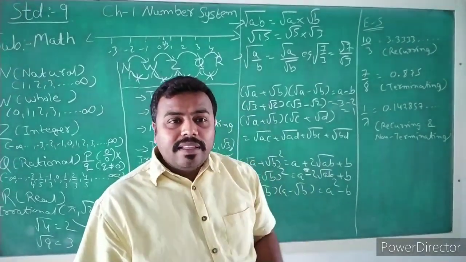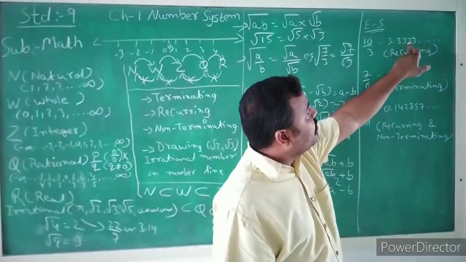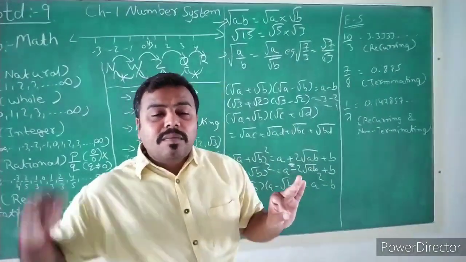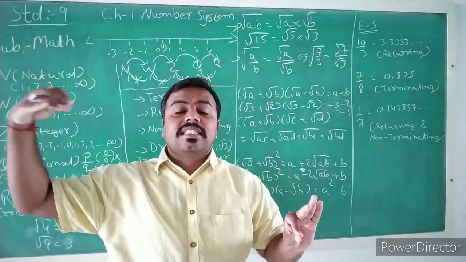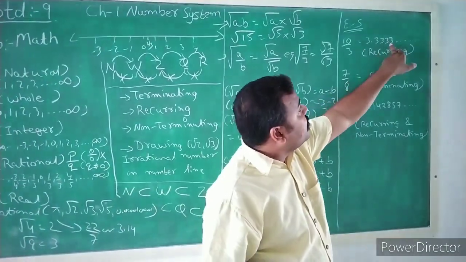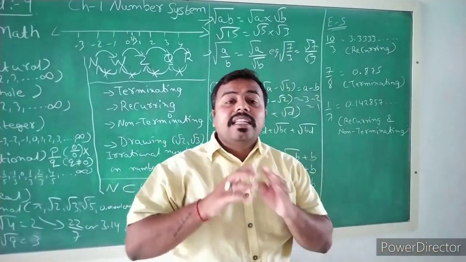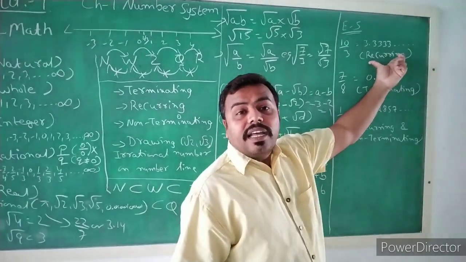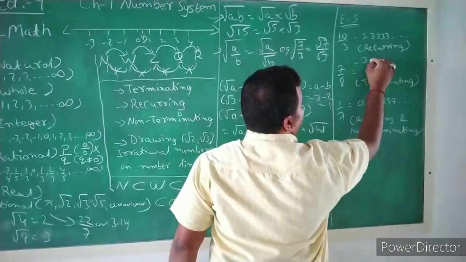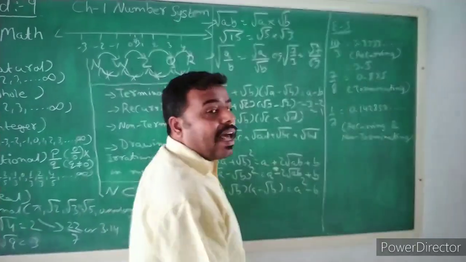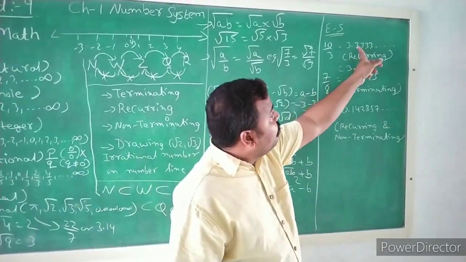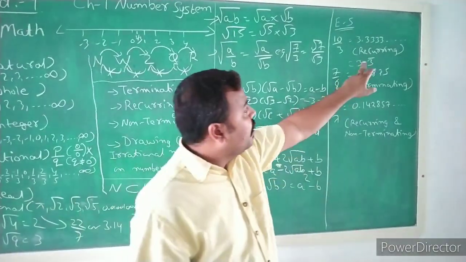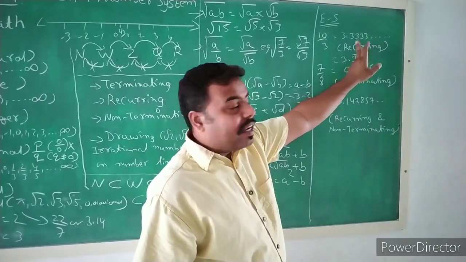When you divide 10 by 3, you will get such 3.333. Means whenever such numbers are repeated and there is no end to the calculation, then such numbers are called recurring number. And recurring number can be represented like this, with a bar on its head. Bar is to be written on the number which is recurring, that is repeating, 3.3 bar. Such are called recurring numbers.